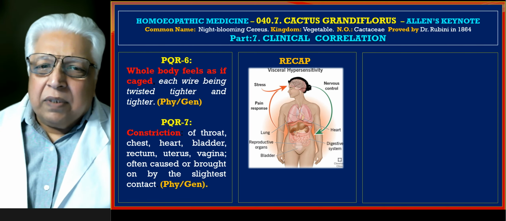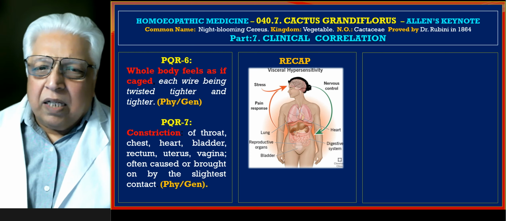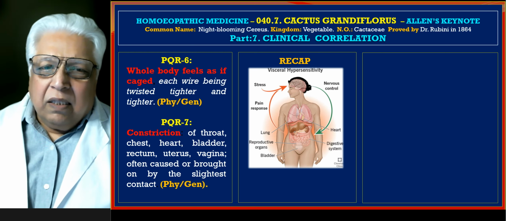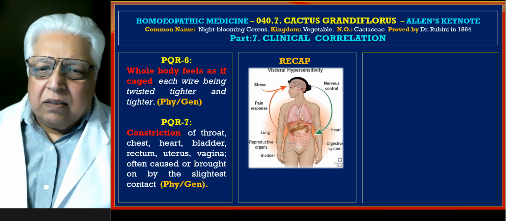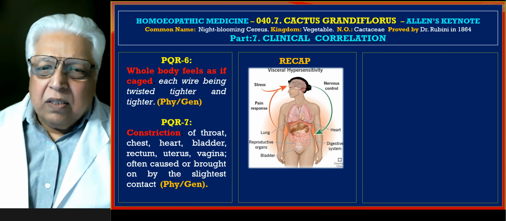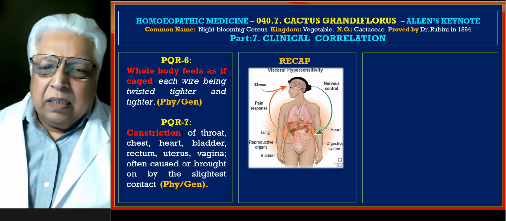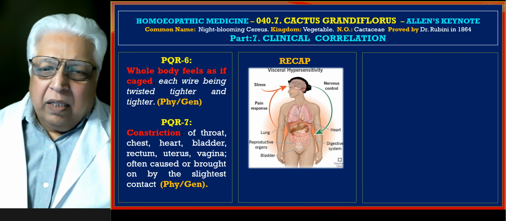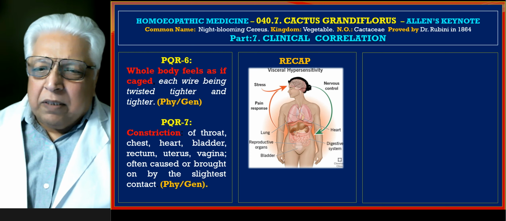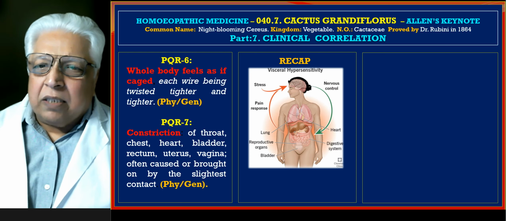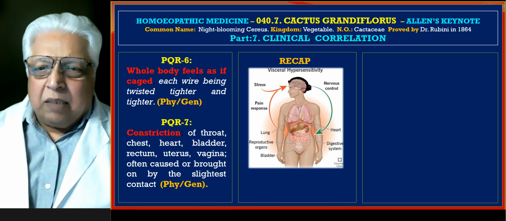Whenever we have any kind of stress, there can be environmental factors or intrinsic factors, or there could be some psychological conflict, and that results in subconscious stress which ultimately reacts our voluntary and involuntary muscles, and they go into spasm. If these muscles go into spasm, especially the visceral part, you will find all these sensations which are being explained in PQR6 and PQR7.